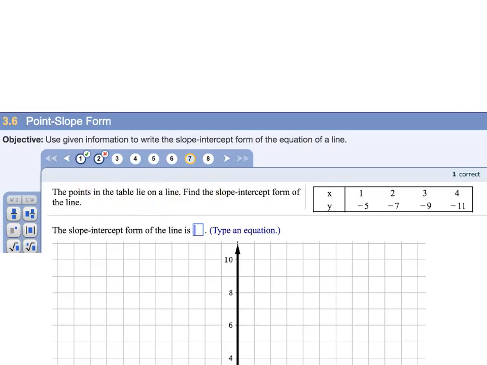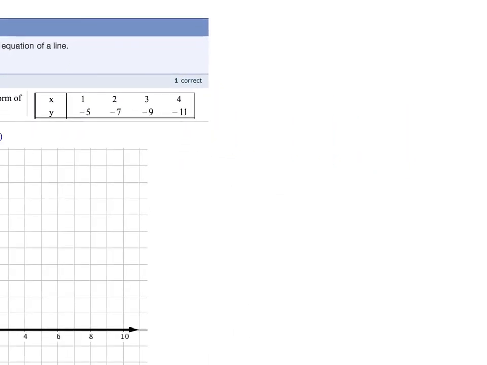So again, we need to take this line and write it in the slope-intercept form, remembering that's y is equal to mx plus b. Now, the two pieces of information we need in order to do that is we need to know the slope and we need to know a point. Well, a point is easy because this table gives us 4 different points to choose from. So I'm going to choose 1, negative 5 because I like small numbers. All right, now we need to figure out a slope.